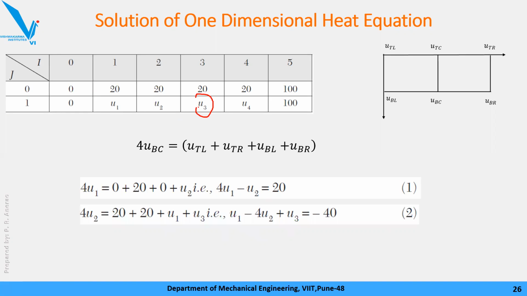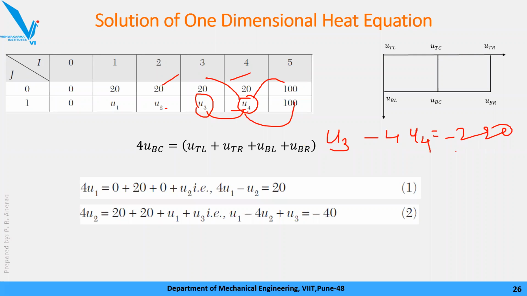Similarly you can compute for u3. So u3 will become 4 u3 equal to u2 plus u4 plus 40. Okay, then u4 के लिए 4 times u4 will be equal to u3 plus 100 plus 20 plus 100. So आपका इक्वेशन क्या बनेगा, 4u4 equal to u3 plus 220. Okay, so this kind of equation you will obtain.